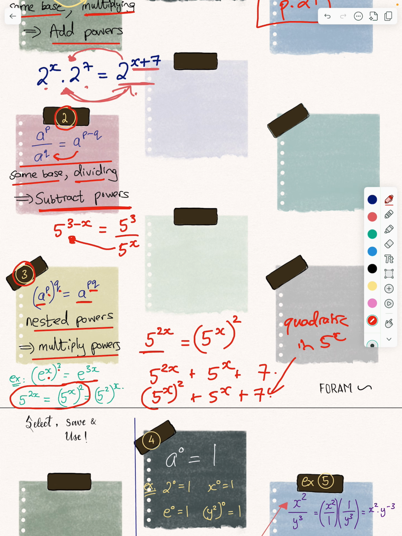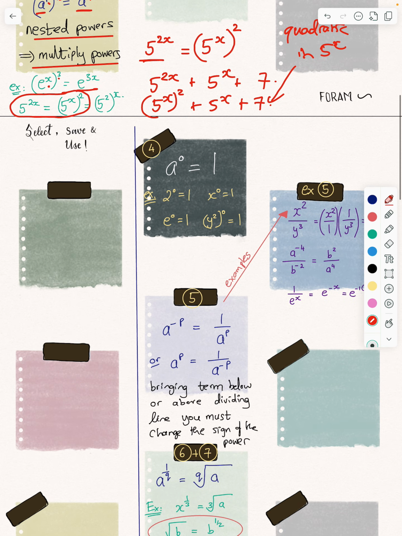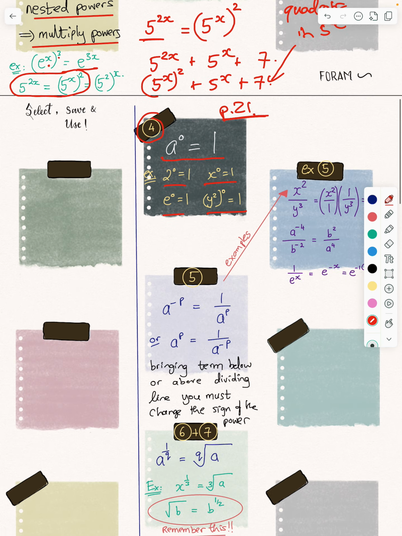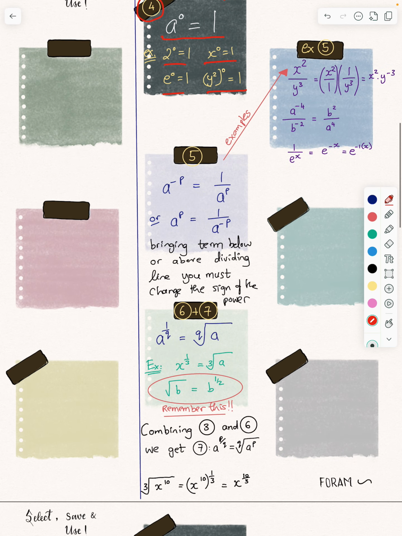Okay, on to the fourth rule, moving down here, and still on page 21 of your log tables, a to the power of 0 is 1. That basically says any number to the power of 0 is 1, doesn't matter what the base is. Then the fifth rule is a to the minus p is 1 over a to the p, and vice versa, a to the p is 1 over a to the minus p.